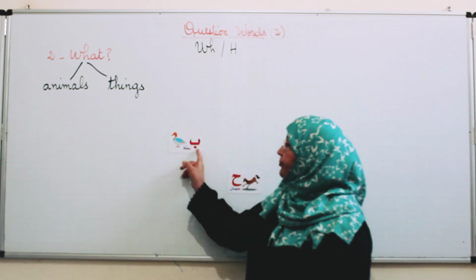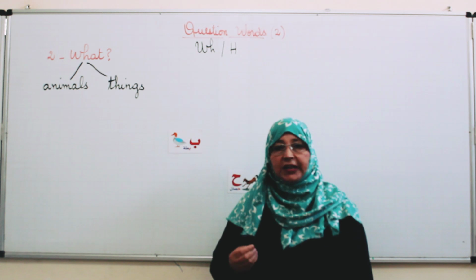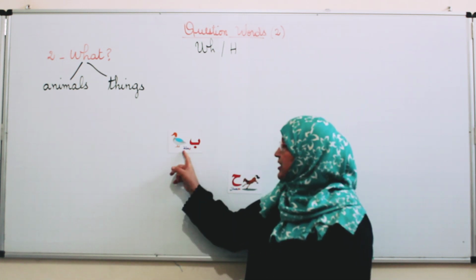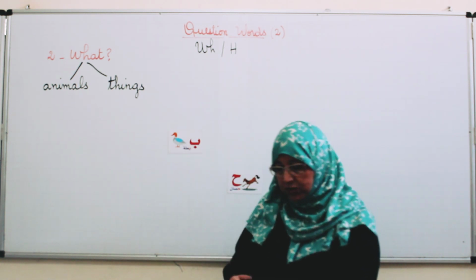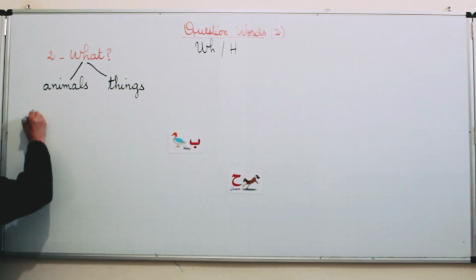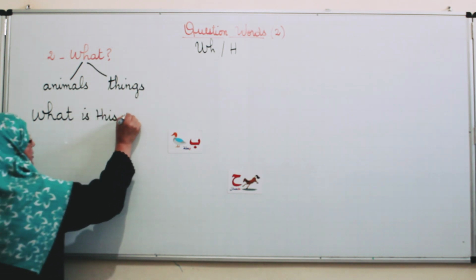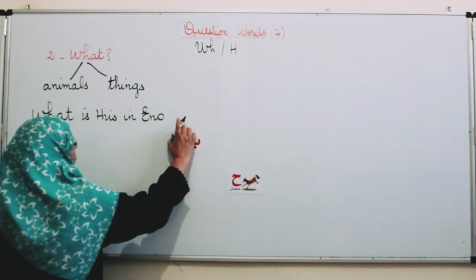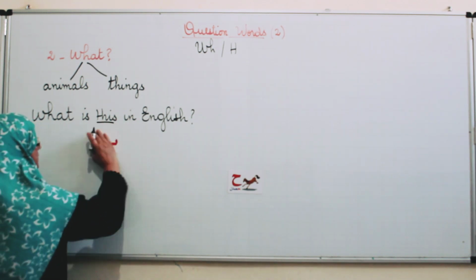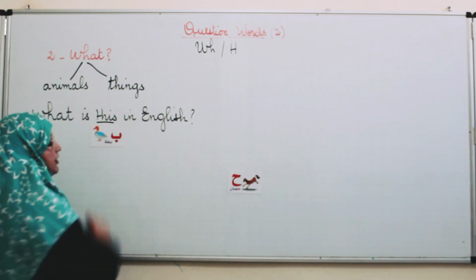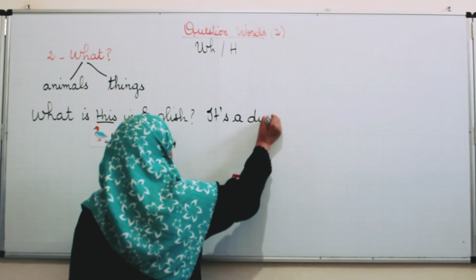Okay, so we have here, you say, what is it in English? You want to write it in English, you say, what is it in English? Batta. But what is it in English? Or how do we say batta in English? You say, for example, what is this in English? This means this picture. What is this in English? It's a duck.